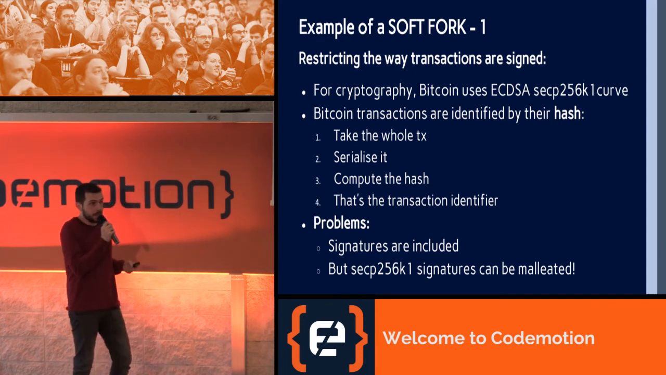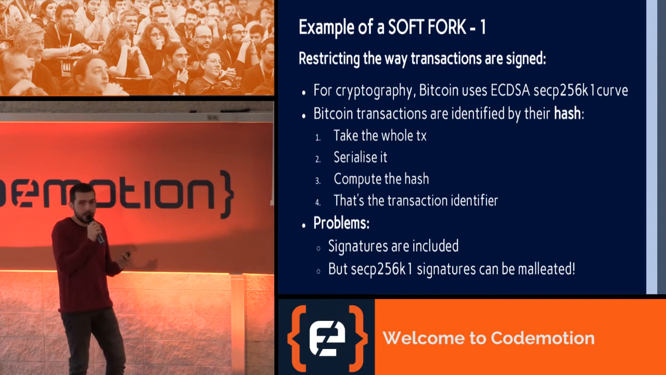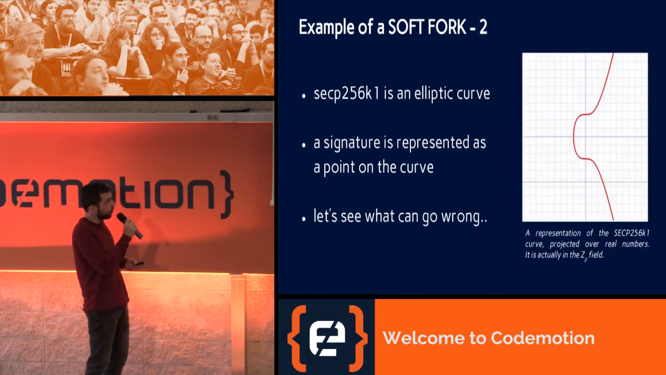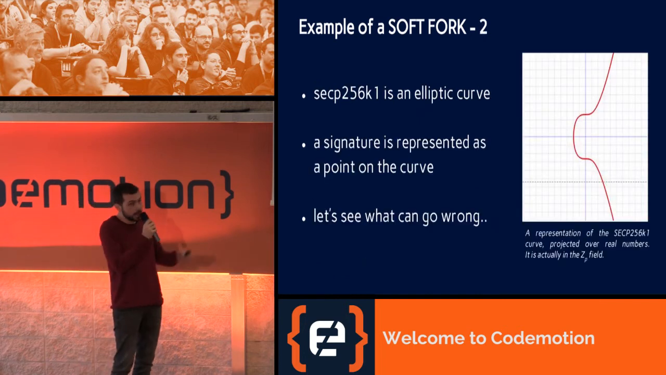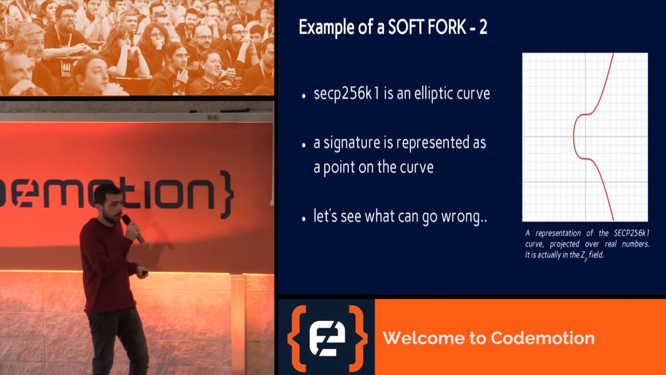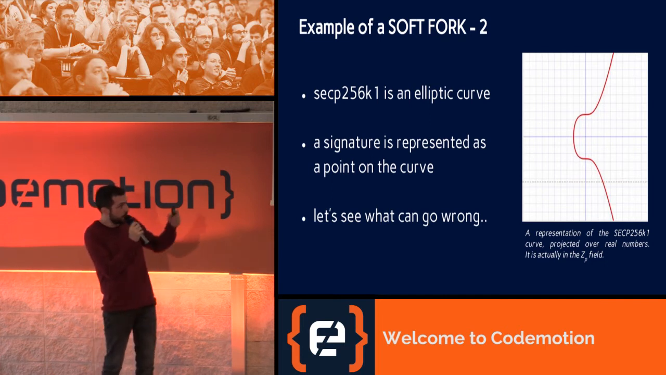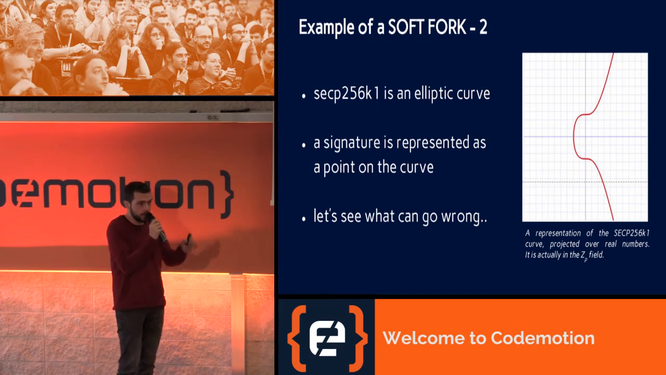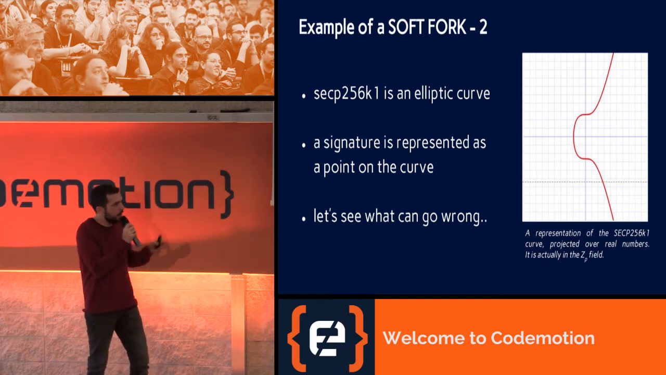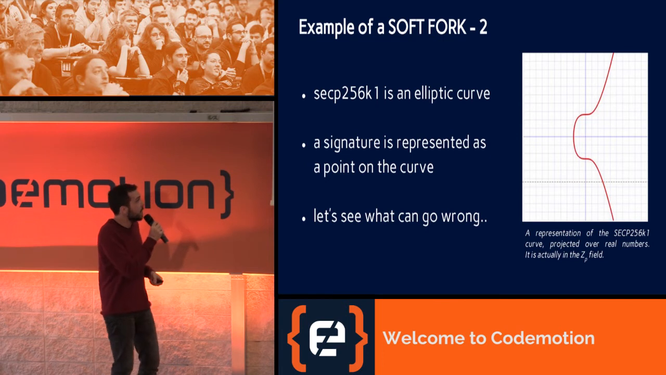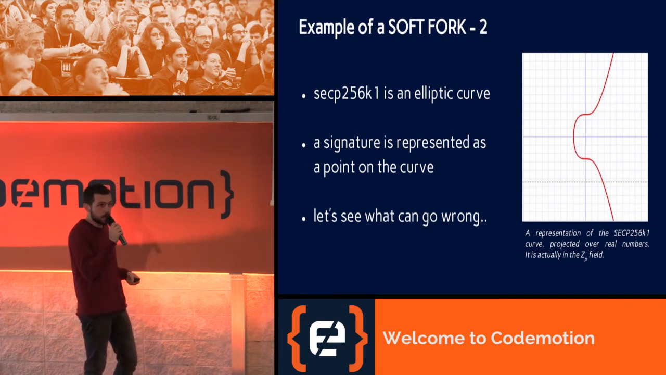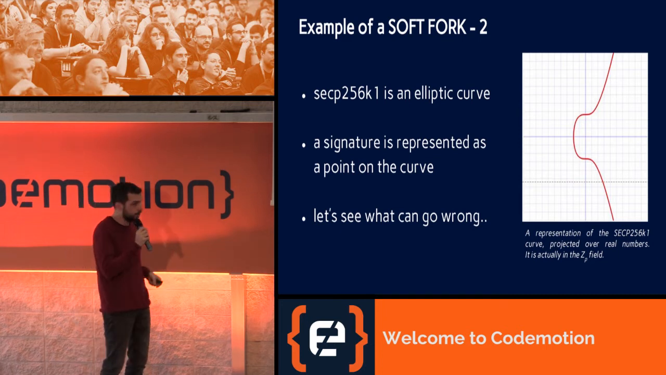Well, the problem is that signatures in Bitcoin can be malleated. This means that these signatures can be changed after the transaction was produced. So this is an elliptic curve, and that's the one used by Bitcoin. Well, actually, that's a representation on the real numbers. It's a bit different because it's on a Zp field, but it wouldn't be visualizable in that case. So let's imagine it on the real numbers. And a signature of a Bitcoin transaction is actually a point on that curve.